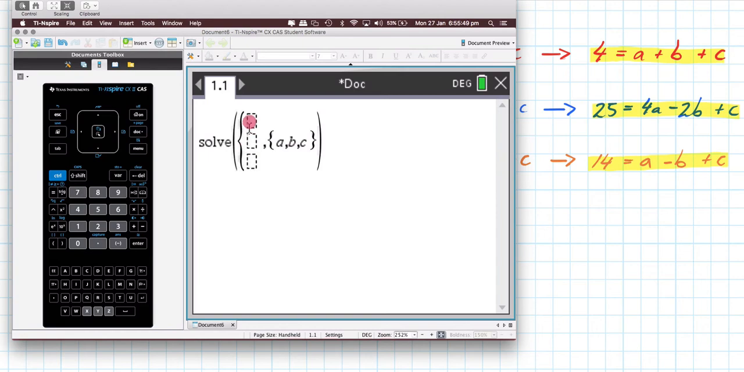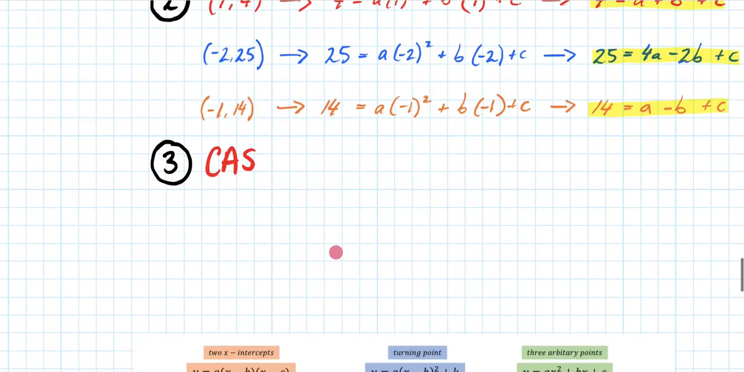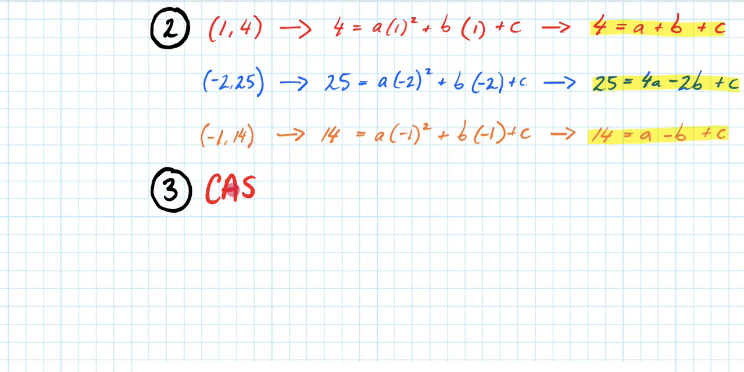So now all we have to do is type in each of these. My first one here is going to be 4 equals a plus b plus c. Then we go to our next line. We're going to put this one in: 25 equals 4a minus 2b plus c. Then we come to our next line, and we're going to put this one in: 14 equals a minus b plus c. Perfect. After we've done all that, we hit enter, and our answer spits out what our a is, what our b is, and what our c is. So a is 2, b is -5, and c is 7. So I'm going to write that down in step number 3, because technically it's what our CAS has given us. a was 2, b was -5, and c was 7.